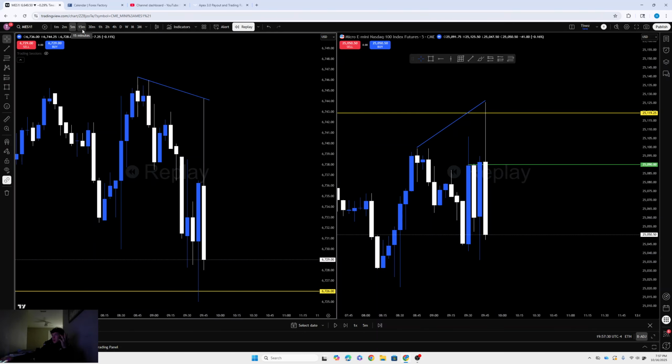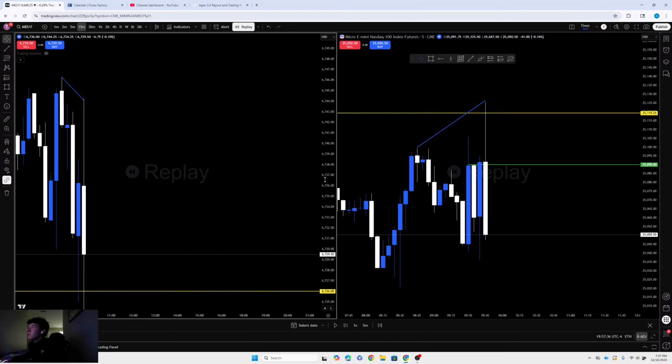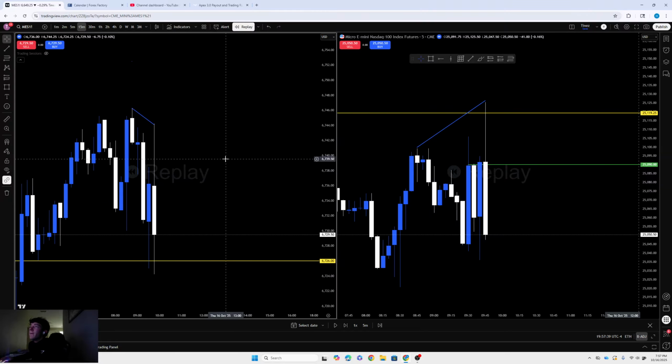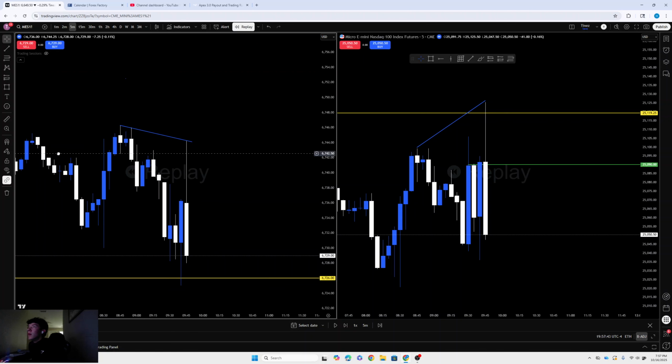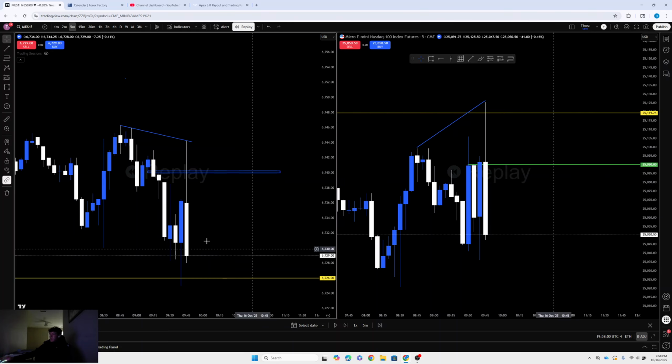Second confluence was MES. No, I'm tripping. There was a gap. All right, yes, there was a gap. I knew I was not tripping. My second confluence was the gap being respected. Oh my god! I've got everything I need to enter.